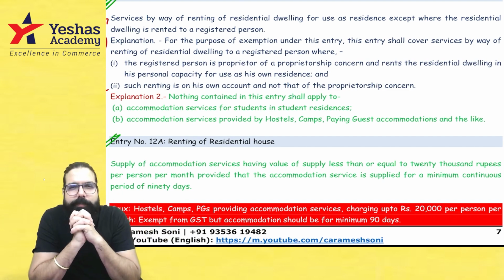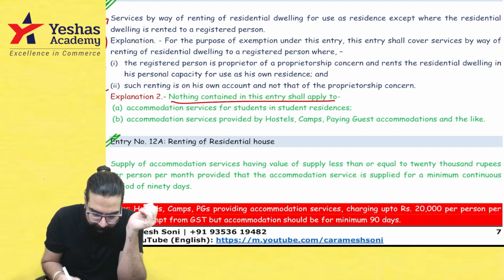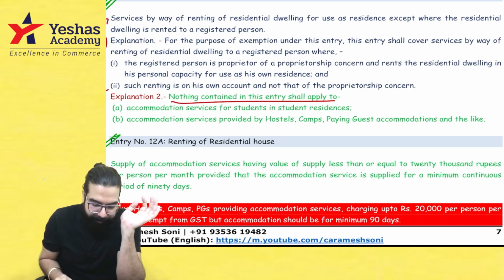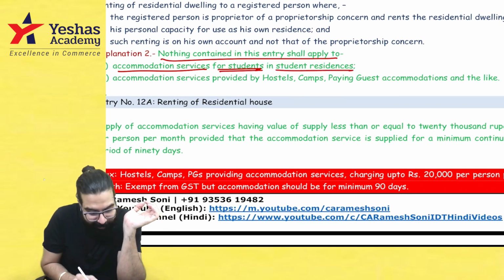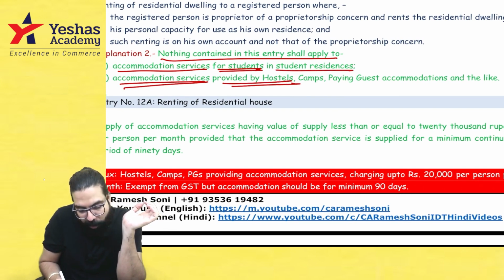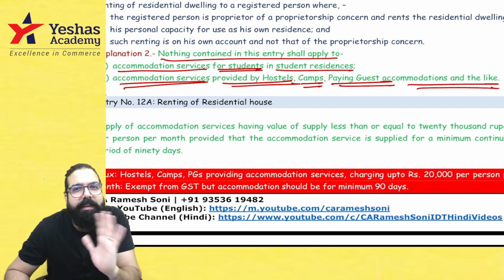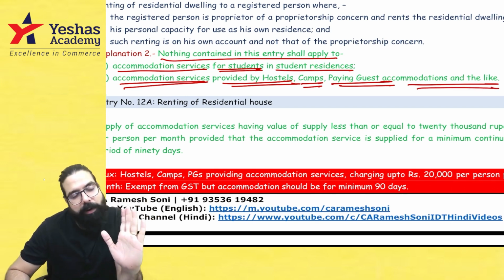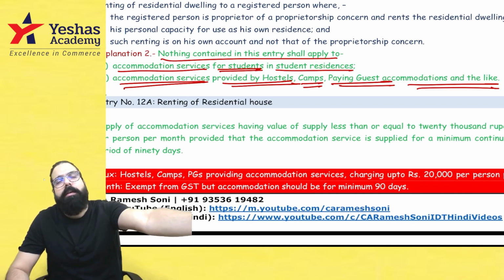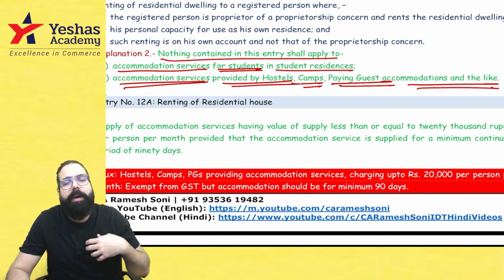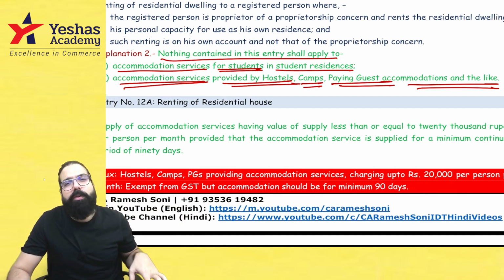The government gave one clarification that nothing in this entry shall apply to accommodation service for students in student residence, or accommodation service provided by hostel, camp, PGs and like. So the services of PGs etc. are not residential property services, and the government told it is not applicable. So if I am a PG renting the place to a student, we are not giving residential property on rent. The government told the exemption will not apply.